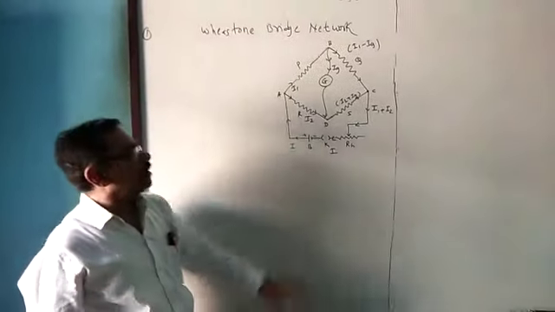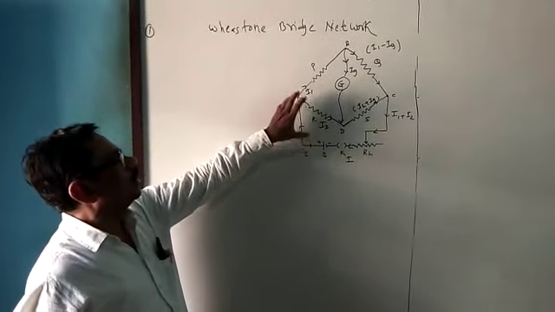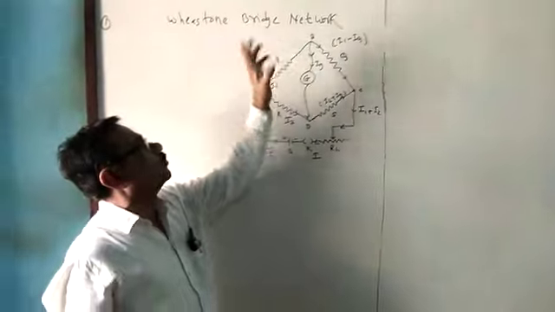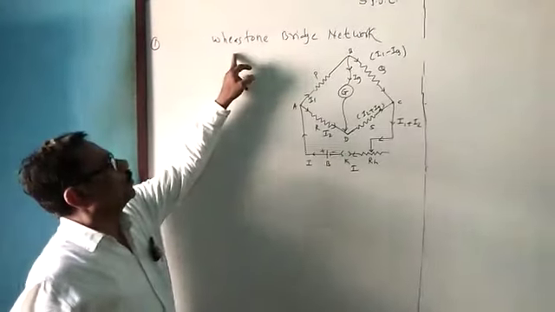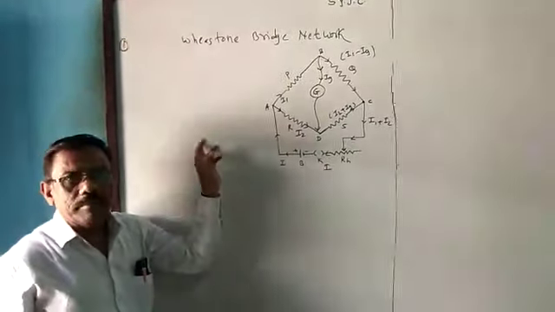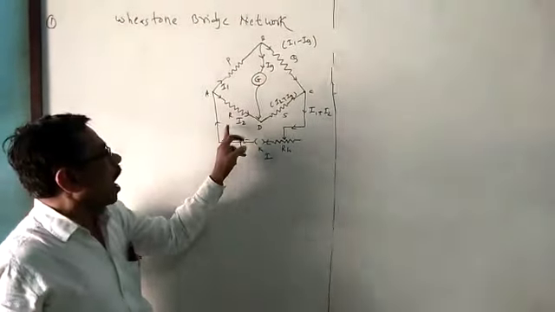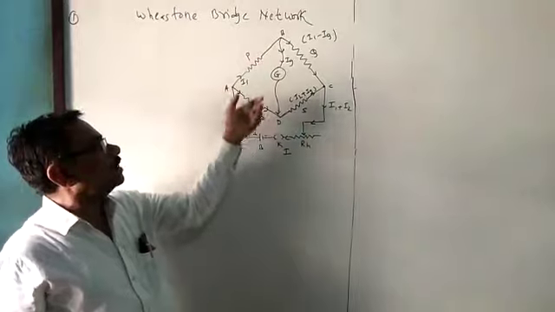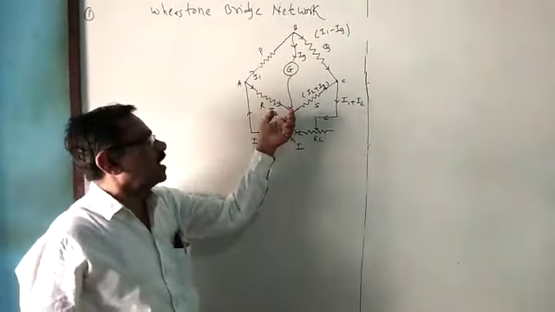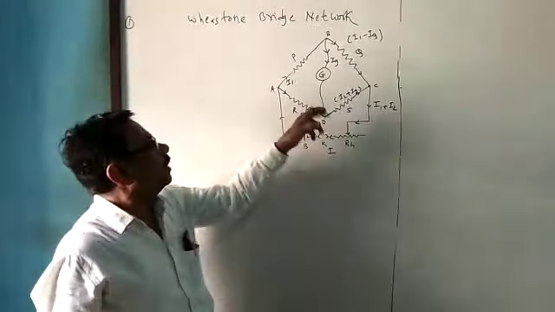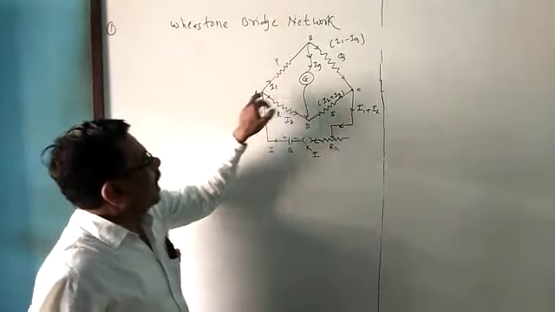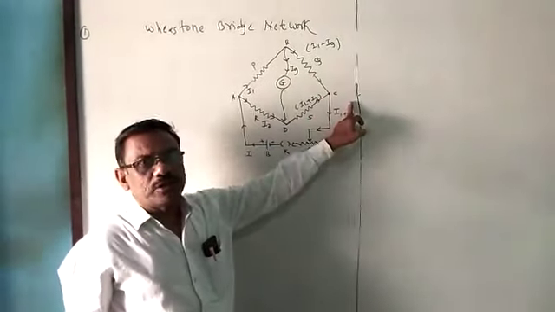Now, the Wheatstone bridge is a circuit, a network built by Robert Wheatstone. According to him, there are four resistances P, Q, R and S. They are connected in such a way that they form a bridge-like structure. Here, A and C are the two diametrically opposite junctions.